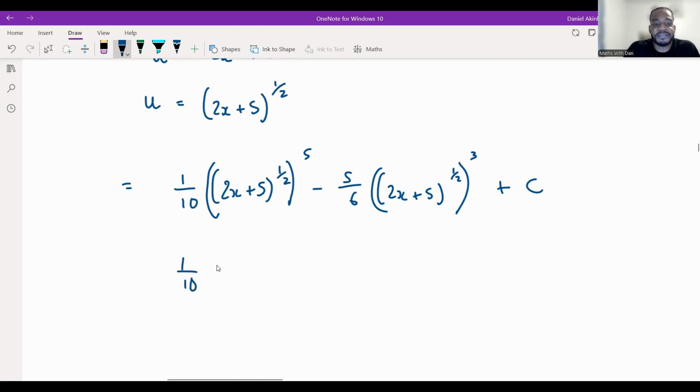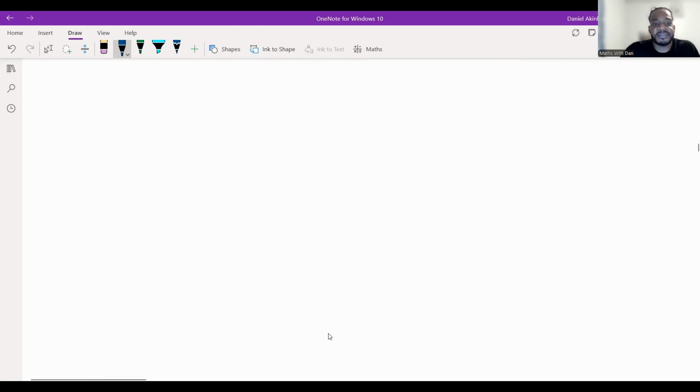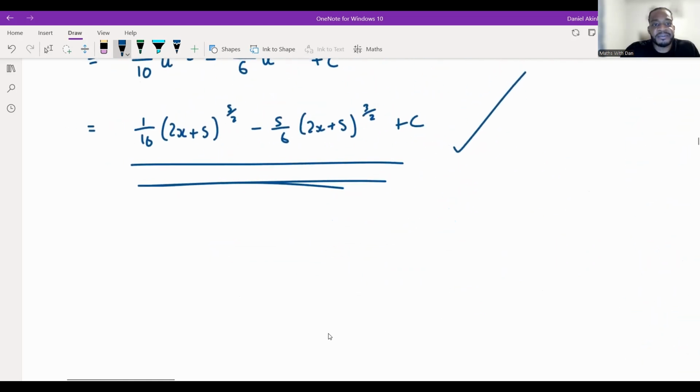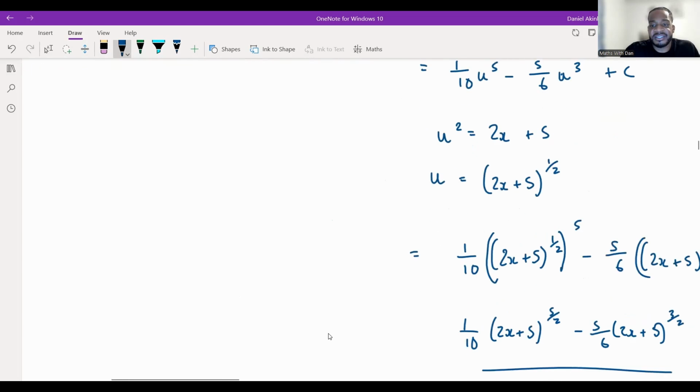You can say this is 1/10, 2x plus 5 to the power of 5 over 2, minus 5 over 6, 2x plus 5 to the power of 3 over 2, isn't it? Plus c. And that is exactly what we got before, isn't it? Where is it? Yeah, can you see? That one there, and then that one there. These are exactly the same.